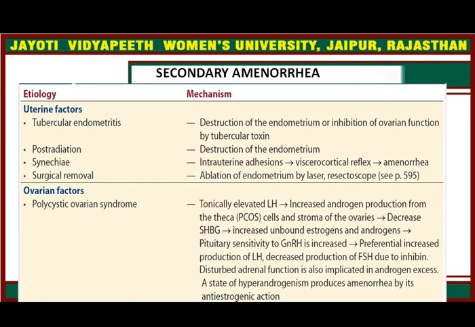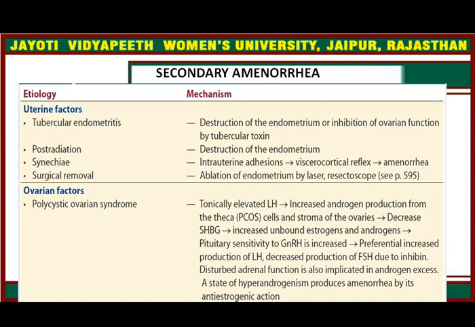Now, etiological factors. We can see tubercular endometritis. In this, there will be destruction of endometrium and there will be adhesion formation because of the tubercular toxin, and this adhesion will cause amenorrhea. Again, post radiation is a cause. Synechiae formation, surgical removal of the endometrium by laser or any ablation will cause amenorrhea. So basically there will be destruction of endometrium and that is the cause of amenorrhea.